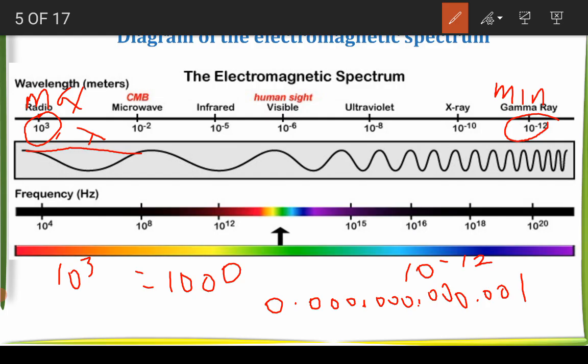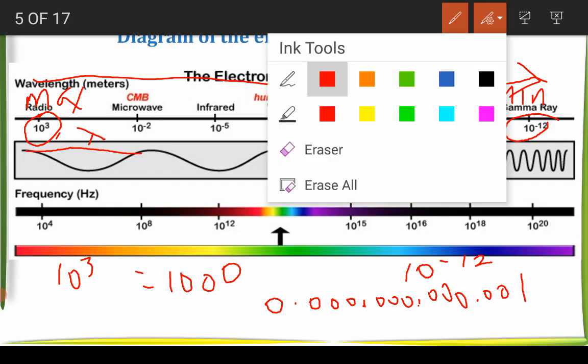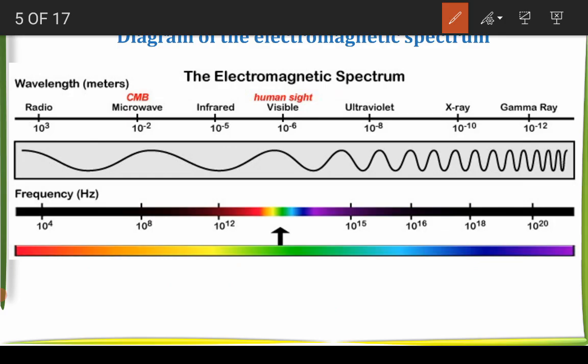So you can see what order this is. This is a descending order. As you move from radio waves to gamma rays, the wavelength is decreasing. Okay. Another criteria for arranging them is using frequency. So when the frequency is used instead of wavelength, you can see that frequency increases.